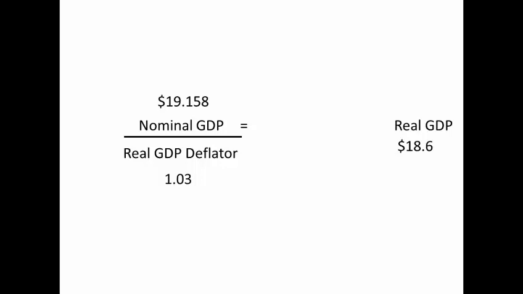The real GDP deflator tends to be a really good indication of what inflation is because real GDP, don't forget, includes C, I, G, X minus M, so it encompasses all parts of the economy.